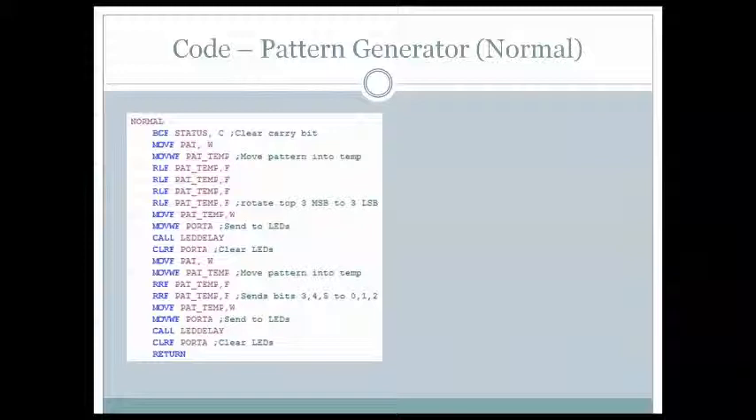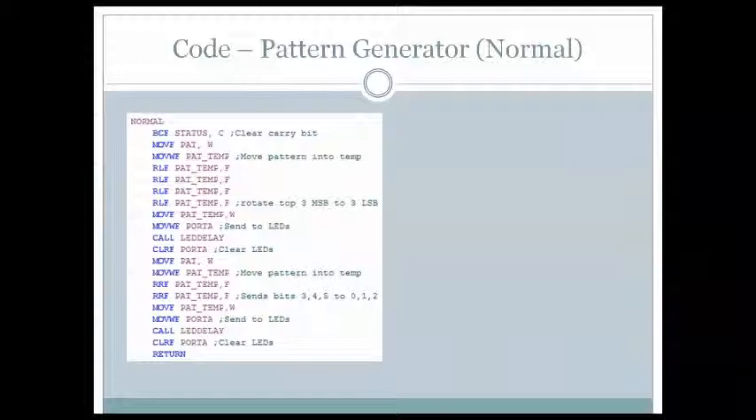LED delay is called after the pattern is sent, giving the player a moment to hit the moles. Note that the length of LED delay is contingent on the current level, which is our means of scaling difficulty. The LEDs are then cleared, and the original pattern is moved back into pat temp. The pattern is then shifted right twice to isolate the first 3-bit pattern and send that result to the LEDs.